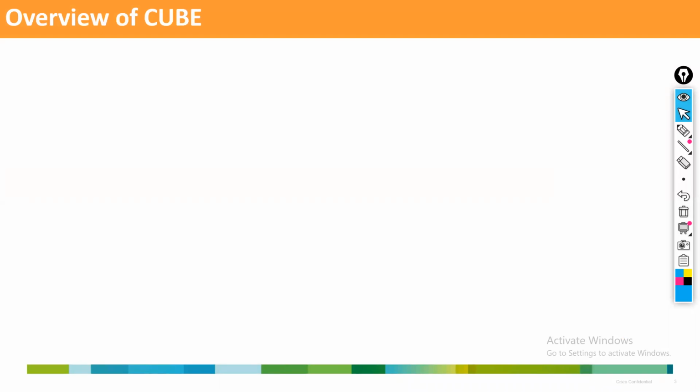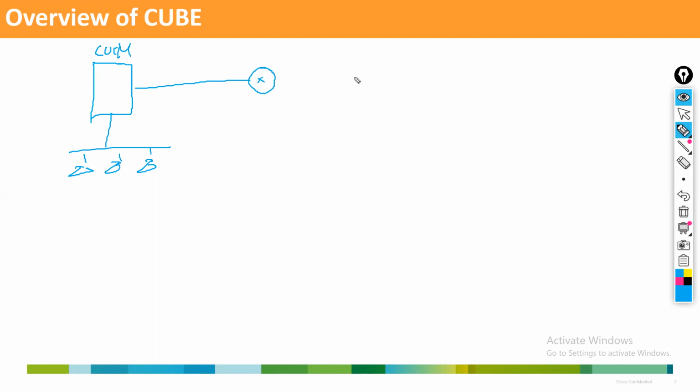Before we get into the bullet points, I'm going to explain how the topology comes, and for which device we can call it a CUBE gateway or CUBE device. So for example, I'm having a topology. This is my CUCM. Then the phones are registered here, and they have internal extensions. Then it's connected to the gateway. Then this gateway is connected to the ITSP.